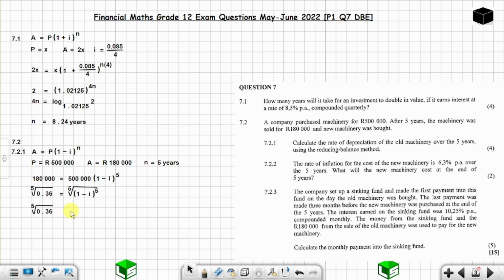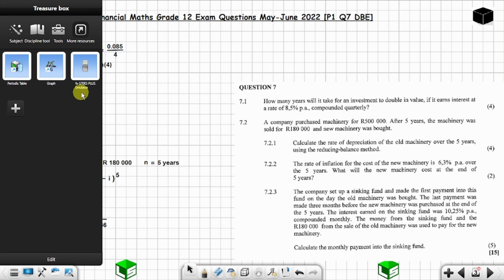This is equal to 1 minus i, since we got rid of the exponent. You take minus i to the left, so you have i is equal to 1, and you still have 1 on the right, so you take this to the right. Now you have i equal to 1 minus the fifth root of 0.36. Plug this into your calculator and let's see what the answer is.